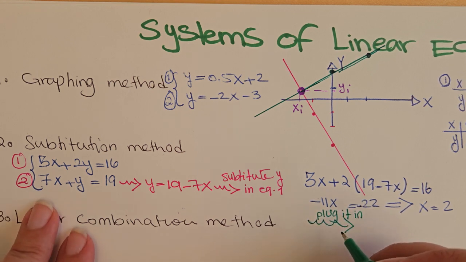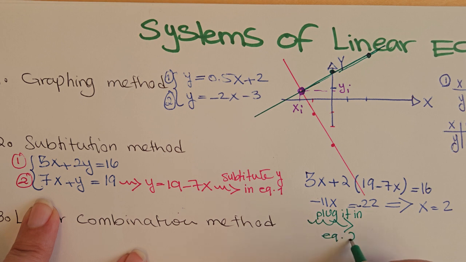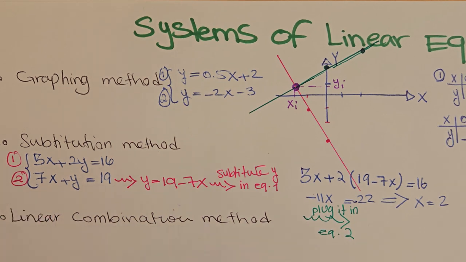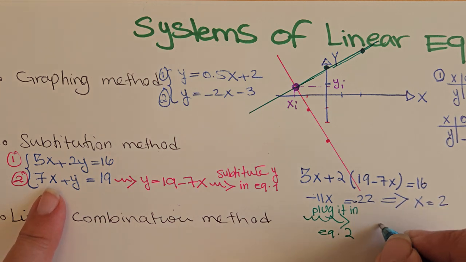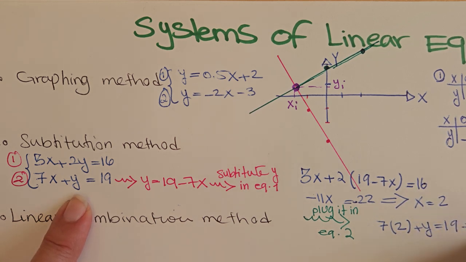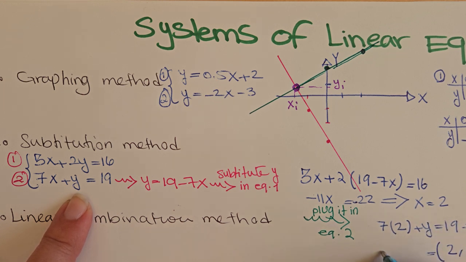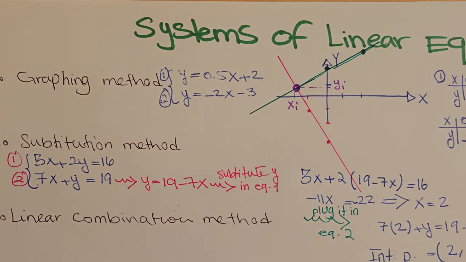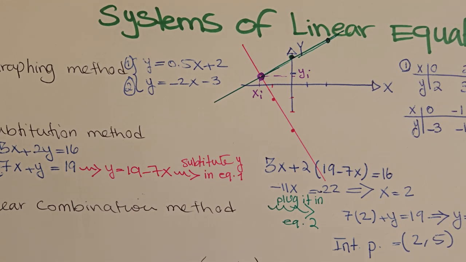Let's say I use equation 2. I plug it in into equation 2. So wherever I see x, I substitute it with a 2. So that would be 7 times 2, which is 14, plus y is equal to 19. So the final answer for y would be 5. So the intersection point would be the x coordinate is 2, the y coordinate is 5. And let me write it down, intersection point. Okay, this is the intersection point, 2 and 5.